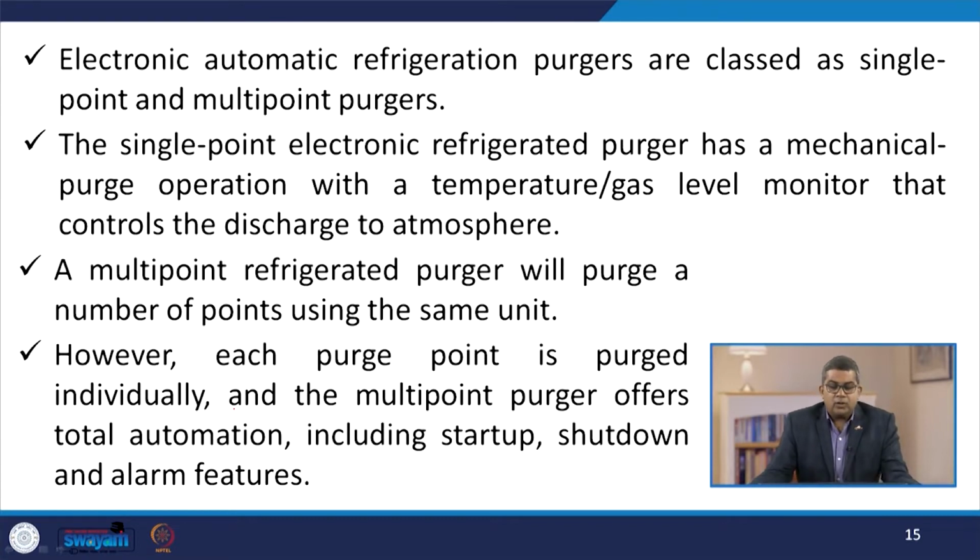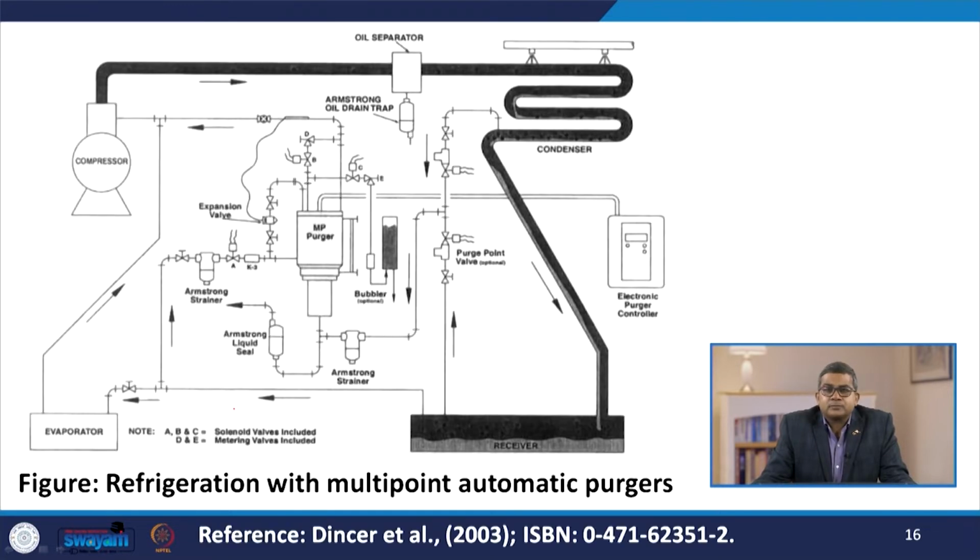The electronic automatic refrigeration purgers are classed as single point and multi-point purgers. The single point electronic refrigerated purger has mechanical purge operation with a temperature or gas level monitor that controls the discharge to atmosphere. A multi-point refrigerated purger will purge a number of points using the same unit. However, each point is purged individually, and multi-point purgers offer total automation including startup, shutdown and alarm features.